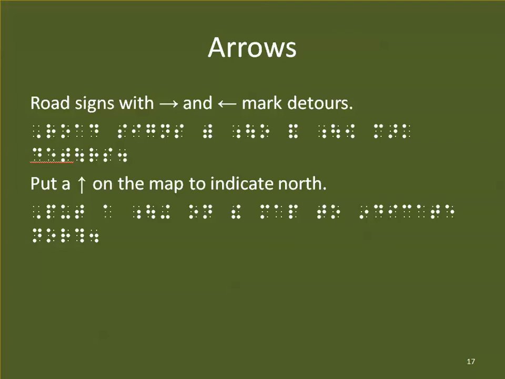The rule with UEB is that regular arrows with just a little barb on the end and a regular medium-sized shaft, those are implied. So all we're doing is saying there's an arrow and it points to the right or the left. Put an up arrow on the map to indicate north. We have an actual up arrow there. So we have a grade 1 indicator there, arrow mode indicator, and up arrow mode indicator there.